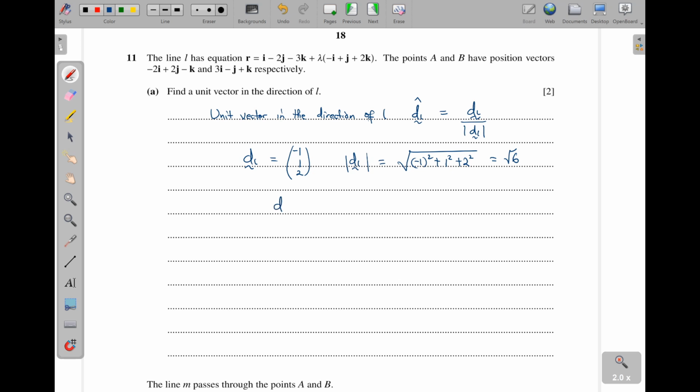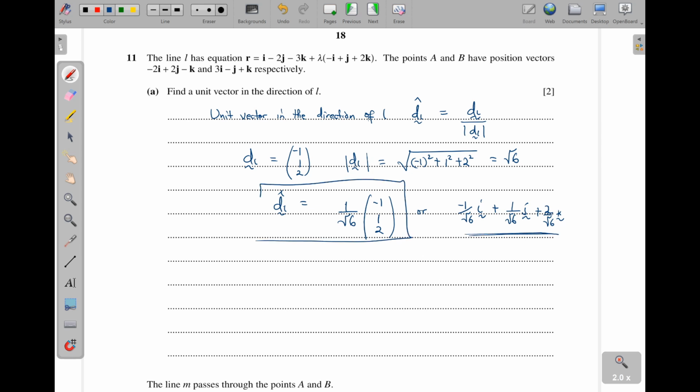So that means the unit vector in the direction of L is going to be equal to 1 over root of 6, times (-1, 1, 2). Or you can write it as -1 over root of 6 i, plus 1 over root of 6 j, plus 2 over root of 6 k. So you can write it like this or like this, okay?